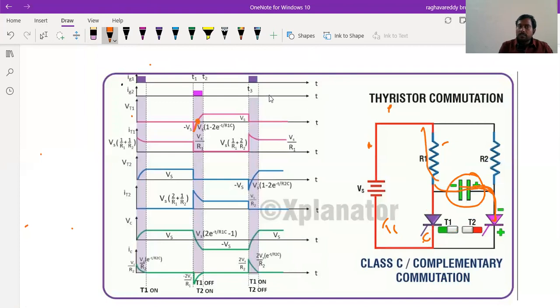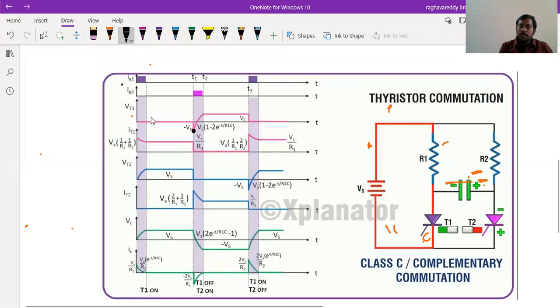The capacitor will be discharged, and after discharging to the total value, again it will be charged with positive and negative terminals, because current is coming in this direction now. So the capacitor discharges, and again it is charged in this direction, positive and negative. The capacitor behavior is completed now.